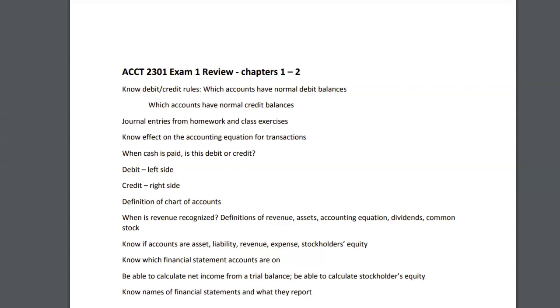You might have a listing in a question that gives you 3 or 4 accounts, and you're asked to identify the one that has a debit balance, or which one has a credit balance, or which one does not have a debit balance, or which one does not have a credit balance. So you need to be able to look through the accounts, know what type of account they are, and if they have a normal debit or credit balance.